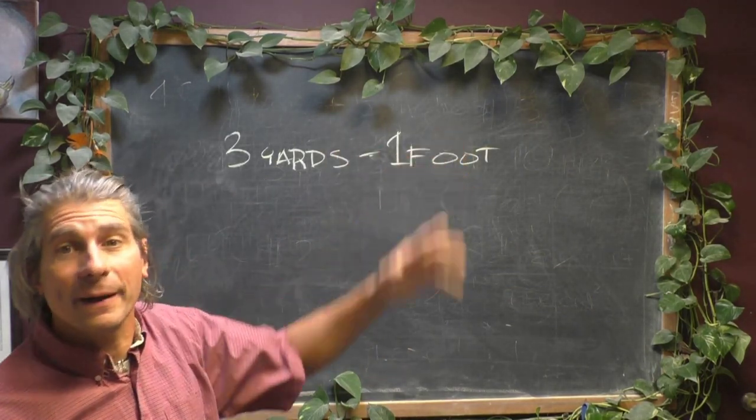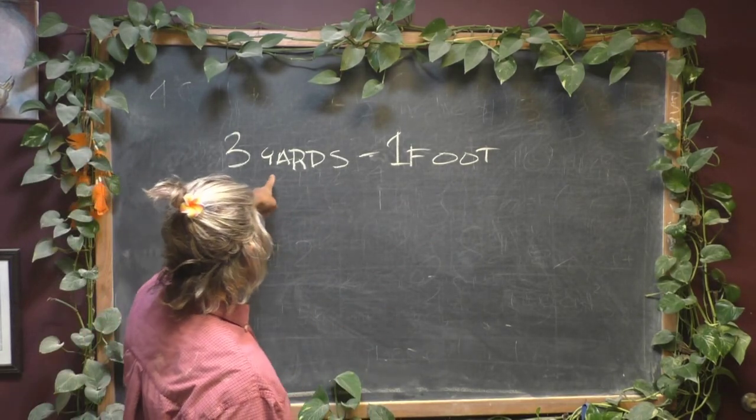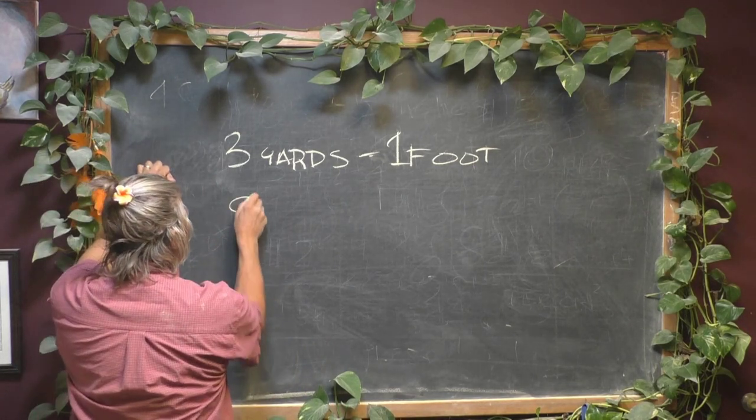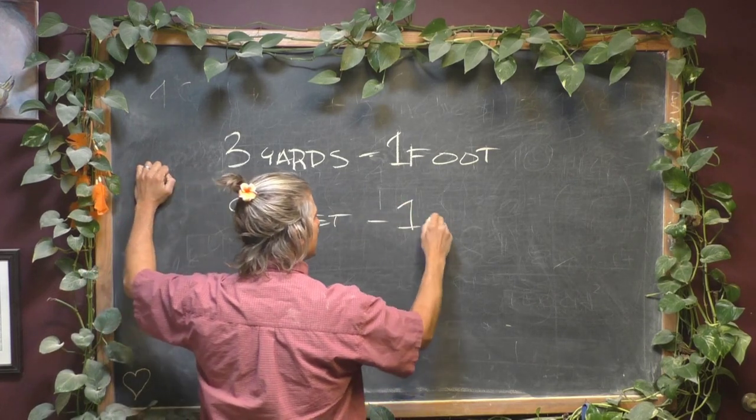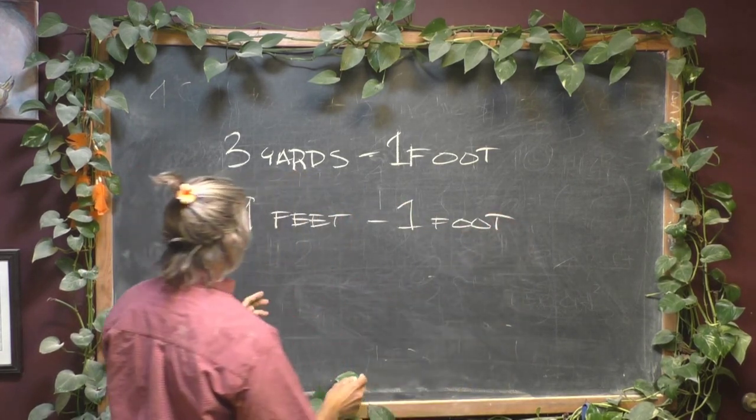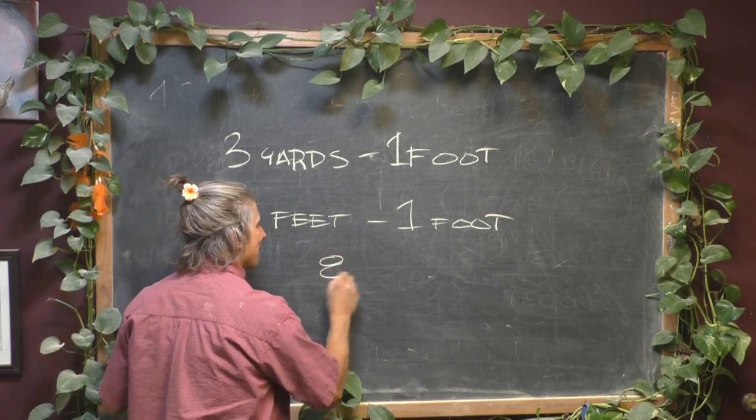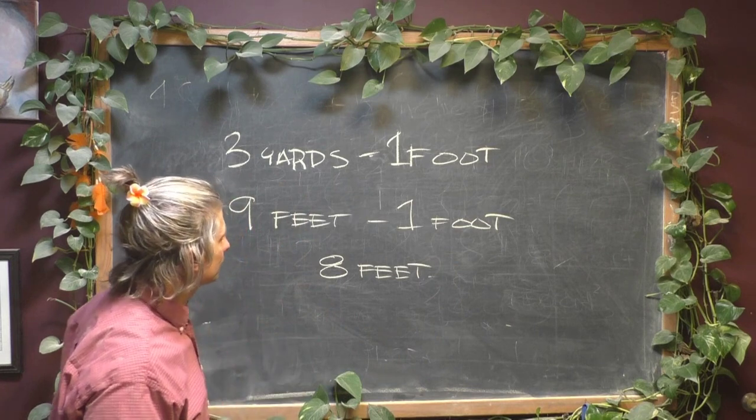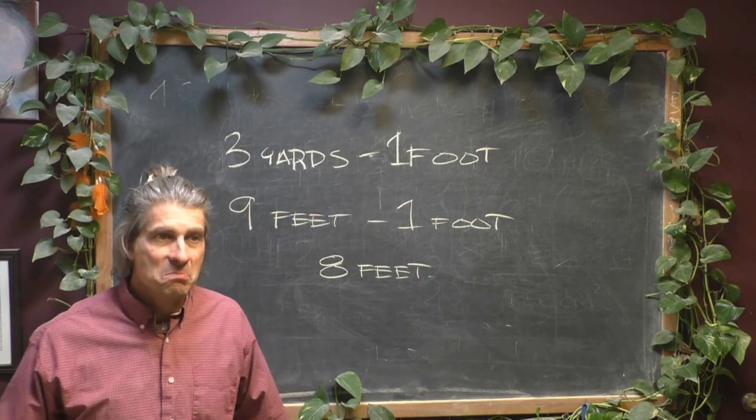Okay, 3 yards minus 1 foot. Again, just to kind of get us thinking about this, I'm going to change 3 yards to 9 feet. 9 feet minus 1 foot. So if you measure something that's 9 feet long and cut a foot off, you're going to have 8 feet left. Pretty straightforward. How about 1 foot minus 3 yards?